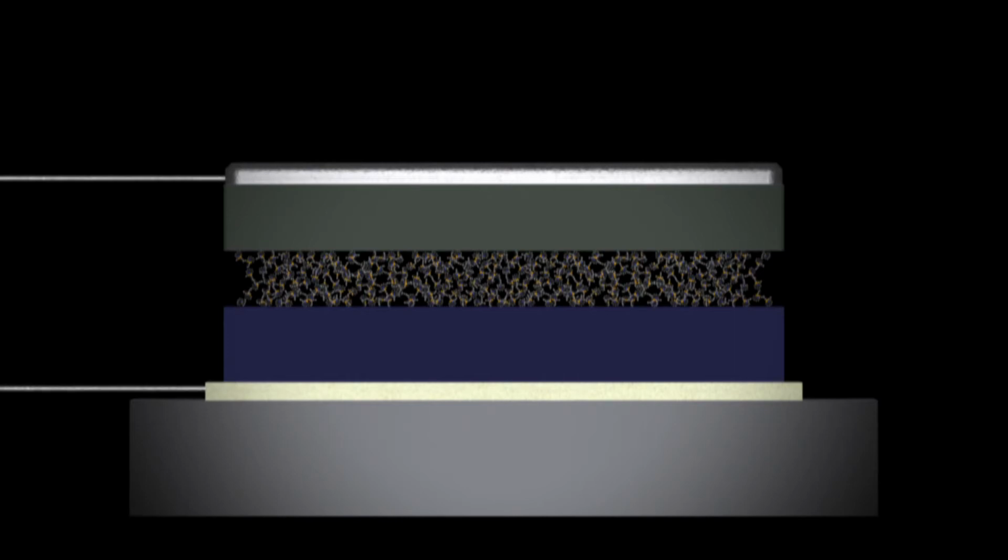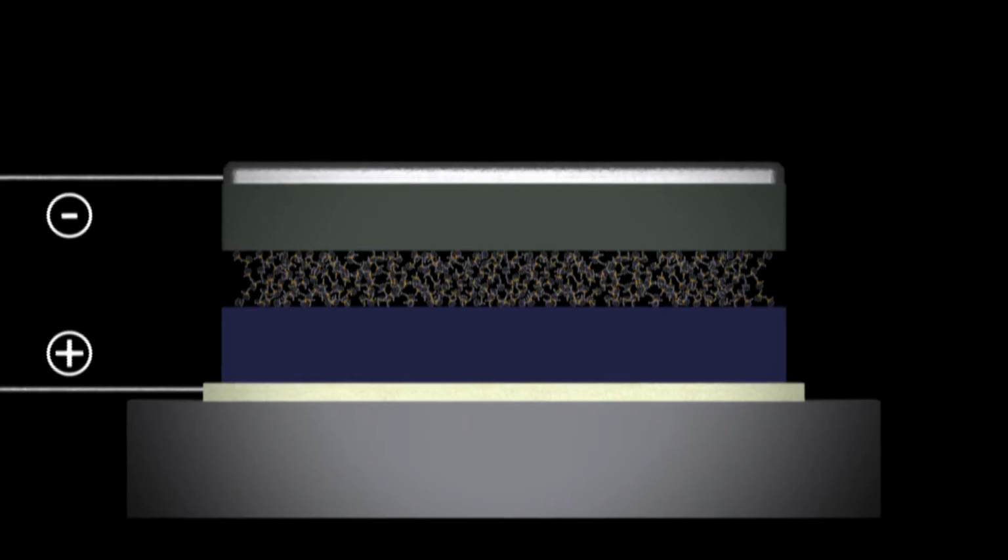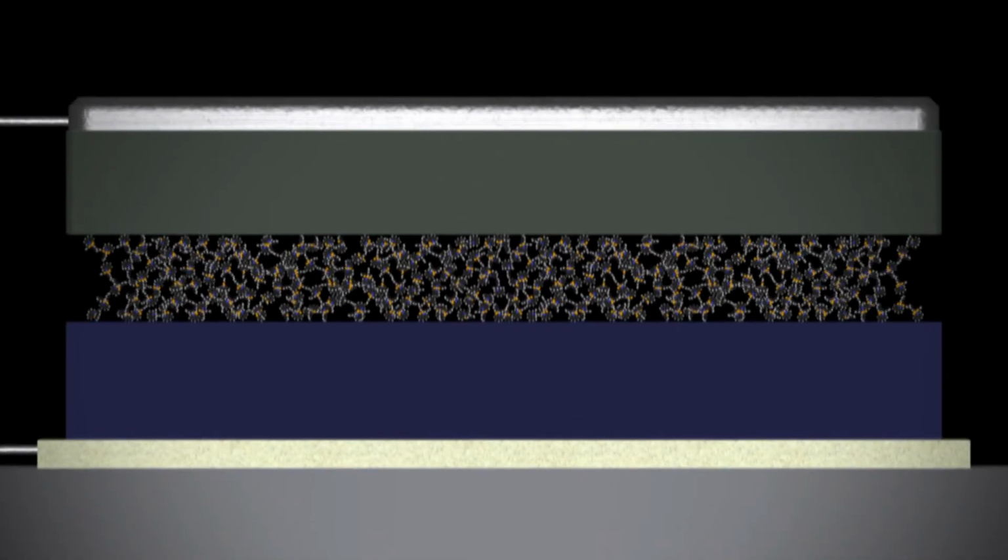A voltage is applied to the component. Now electrons move from the cathode and holes move from the anode into the emitting layer. Where holes and electrons meet, photons, that is to say units of light, are released.